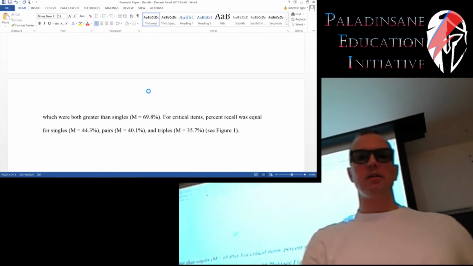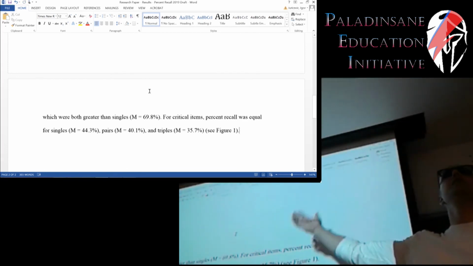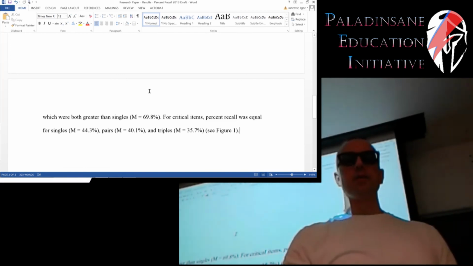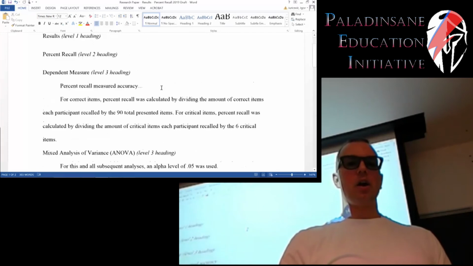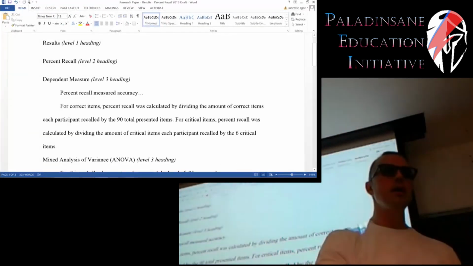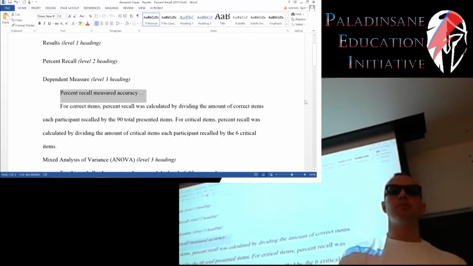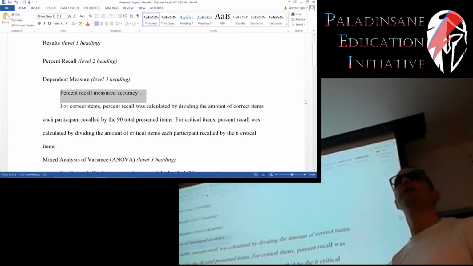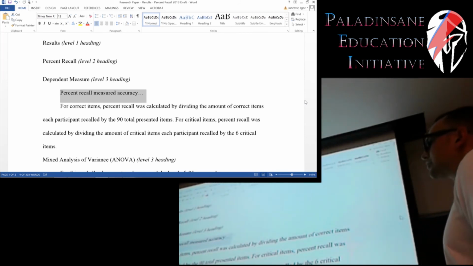And we'll save that. Okay, so that is the content for your results section. So I've saved this. This is all ready to go in terms of content, except for one thing, which will be left for everyone here, which is that percent recall. What did it measure? What aspect of memory were we looking at?